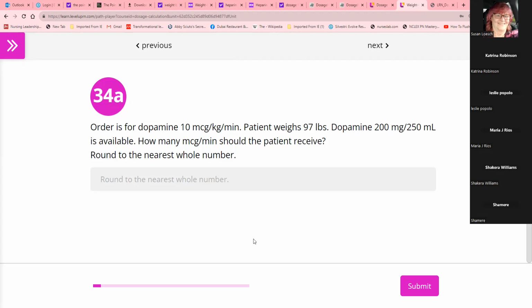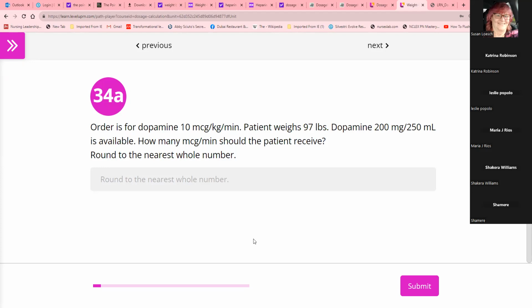So what do you need to solve this problem? Minutes. The patient's weight and the order, right? That's it. You don't need what you have on hand because it's not asking you for mLs per hour. It's asking you for micrograms per minute. So you really have to read these questions.